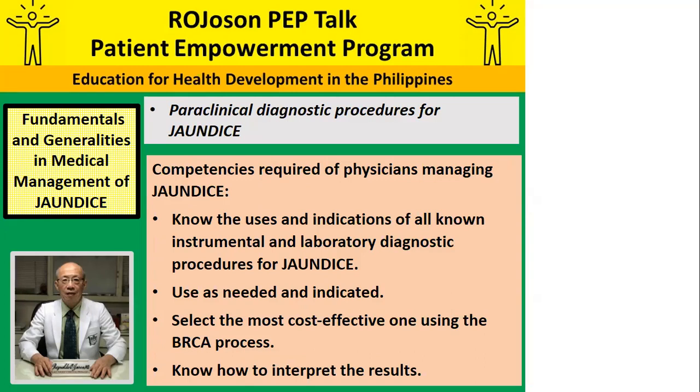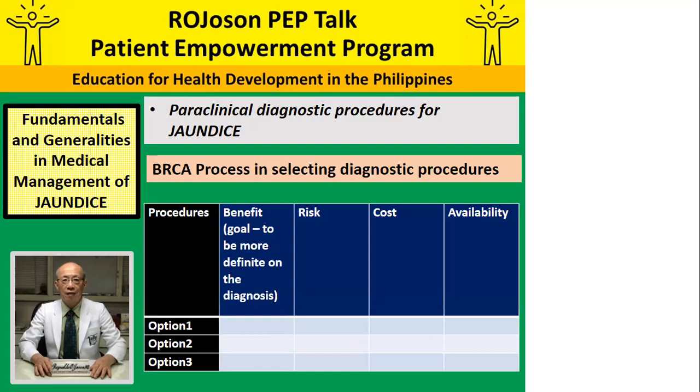The competencies required of physicians managing jaundice, because there are a lot of diagnostic procedures that can be done. The physician should know the uses and indications of all known diagnostic procedures for jaundice, then use them as needed and indicated. They try to select the most cost-effective one using the BRCA process and know how to interpret the results. Okay. So this is an example of the table that shows the BRCA process. B stands for benefit, R risk, C cost, A availability.